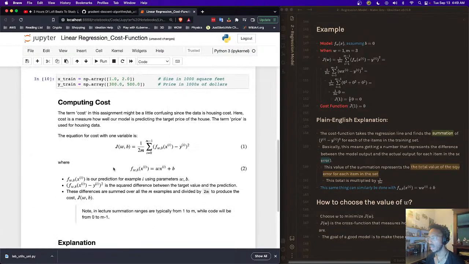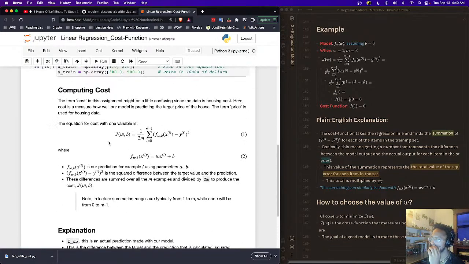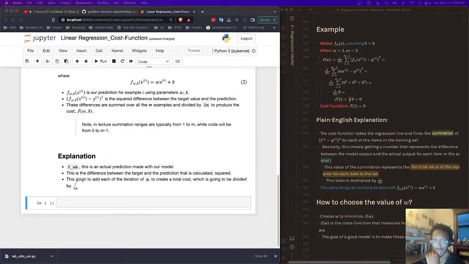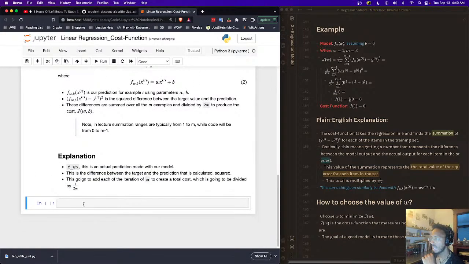Okay. So that's our explanation of what we're doing with this cost computing. Now let's just do some code. We're going to compute the cost. We're going to write out the loop within the function for computing the cost.